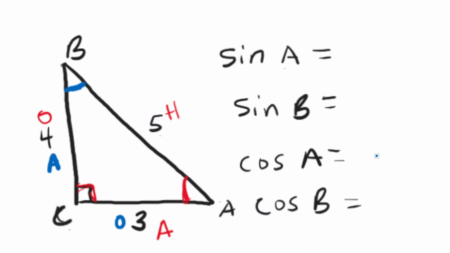So now we're going to look for sine A, sine B, cos A, cos B. That is what we are going to look out for. So you remember our acronym. So we put it here. Sine is opposite over hypotenuse, cos is adjacent over hypotenuse.